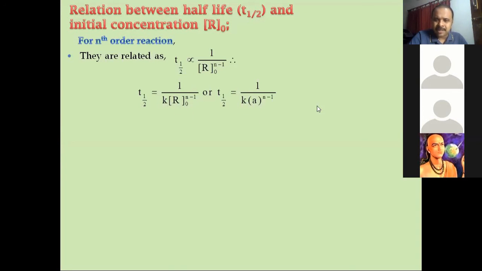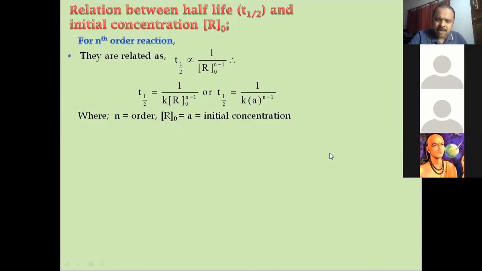R naught can also be written as the initial concentration A. You can either write T half is equal to 1 by K into A to the power n minus 1, or this, anything. Now n is the order of the reaction. When n changes, the relation also changes. We have already seen previously in two cases. For zero order, half-life is proportional to R naught. For first order, half-life is independent of concentration, constant. We have to get the same conclusion by using these relations also, correct? Come on.